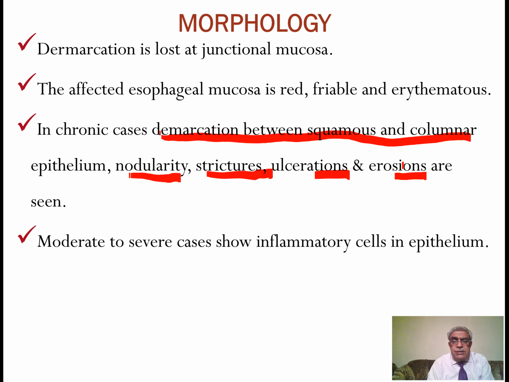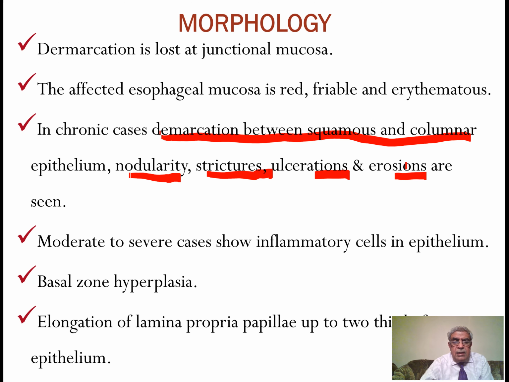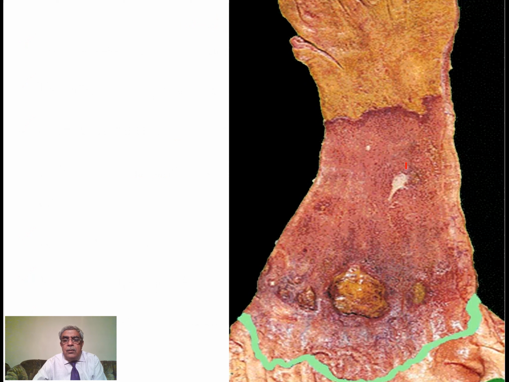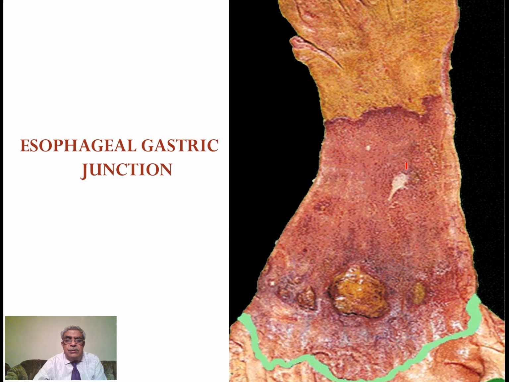Moderate to severe cases show inflammatory cells in the epithelium. Basal zone hyperplasia, we're coming to that. And then elongation of lamina propria papillae up to 2/3 of the epithelium. Look at that. This is esophageal gastric junction. This is which is marked with green, and now I am marking it with red.